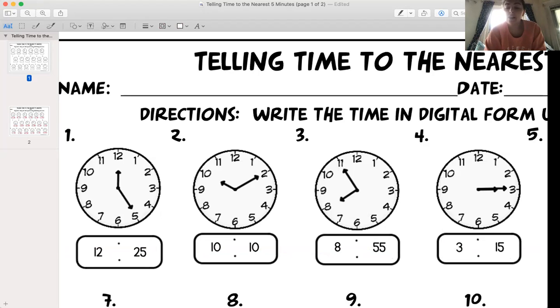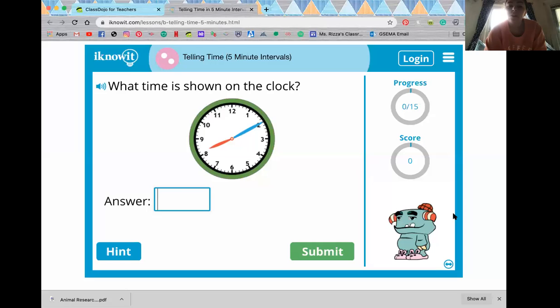This is an example, but your assignment for today is going to be to play a game that I will show you right now. So this is your game for today. It has 15 questions, so you should complete all 15 questions or spend at least 15 minutes on it. And it's going to ask you to enter the time on the clock. So our hour hand is the red hand, and our minute hand is the long hand.